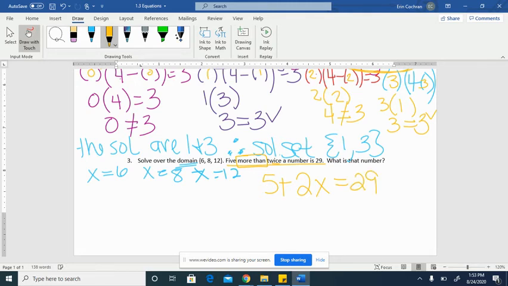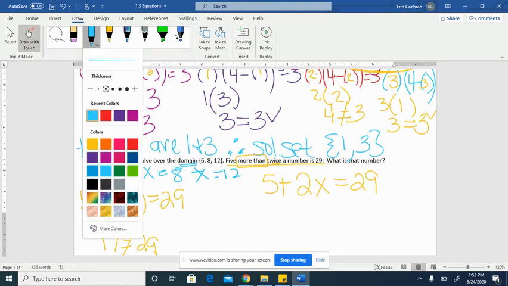So there's our equation. Now we're going to plug in 6, 8, and 12 and see what our solution set is. Let's look at 6. So 5 plus 2 times 6, does that equal 29? Let's do multiplication first. 2 times 6 is 12. 5 plus 12 is 17. Does 17 equal 29? Nope. So 6 is not our solution.